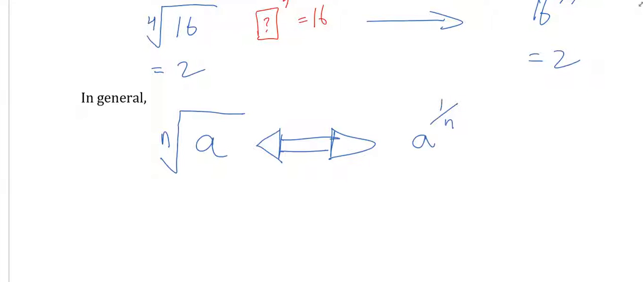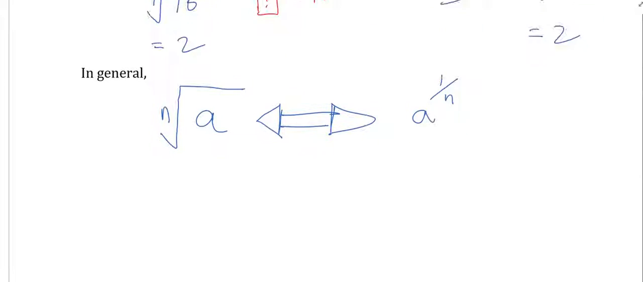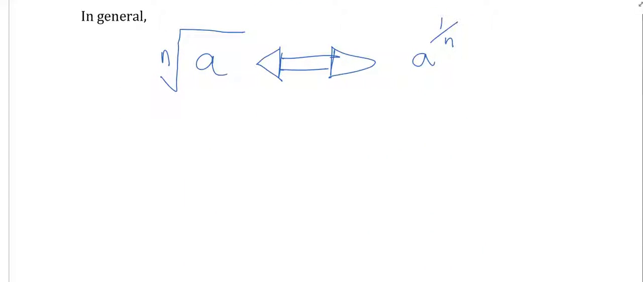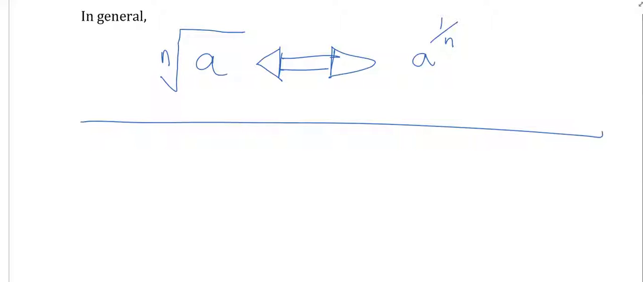Everybody okay with this so far? What if I had something like this? Let's see, what do I want to do here? Square root of 4 all cubed. How would I write that?